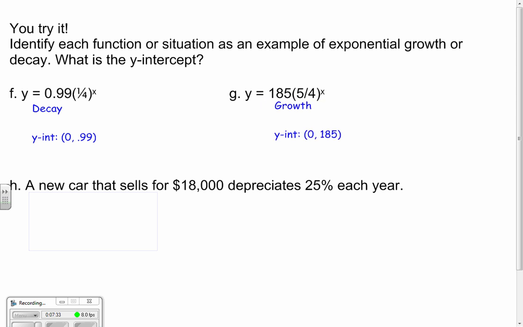Be careful with letter G, even though it looks like a fraction, 5/4 is bigger than 1, which makes it a growth. The word depreciates in letter H means it's a decay. Depreciates means to get smaller, to lose value.